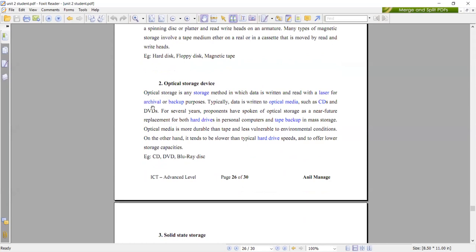Then you have optical storage. When you were going through the memory hierarchy, you had these words, optical storage and all that. So optical storage is any storage method in which data is written and read with a laser for archival or backup purposes. So we are using laser beams here, right? Typically data is written to optical media such as CDs and DVDs. Now CDs and DVDs are considered optical storage, Blu-rays also, right?